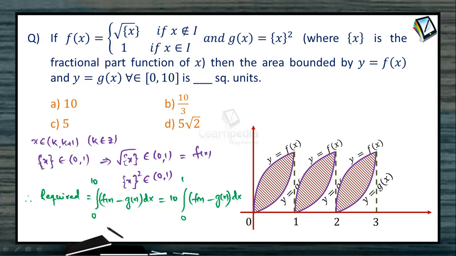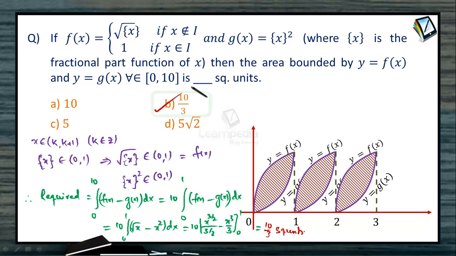Now we know both f of x and g of x. So this is 10 times integral 0 to 1 of root x minus x square dx. Now these two functions can be integrated directly. So this is 10 times x to the power of 3 by 2 divided by 3 by 2, minus x cubed by 3, evaluated between 0 and 1, and the value comes out to be 10 by 3 square units.